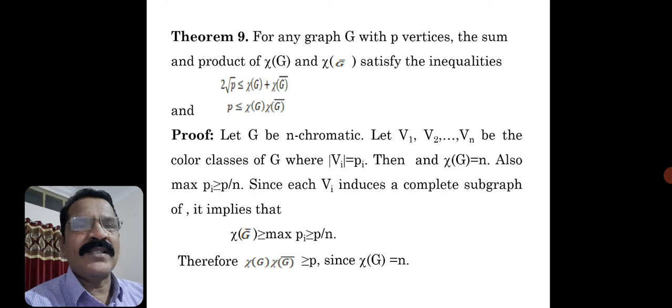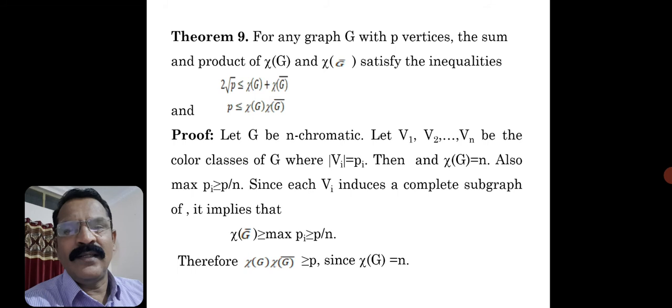So, first we are considering a graph G to be n chromatic. Let us consider a graph G which is n chromatic. What do we mean by an n chromatic graph? It implies the chromatic number of the graph G is n. You know already what a chromatic number is, the minimum number of colors required to color the graph. Now, when the graph is n chromatic, it implies we are using n colors.